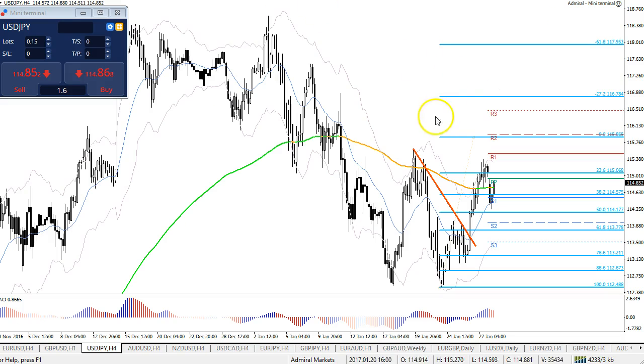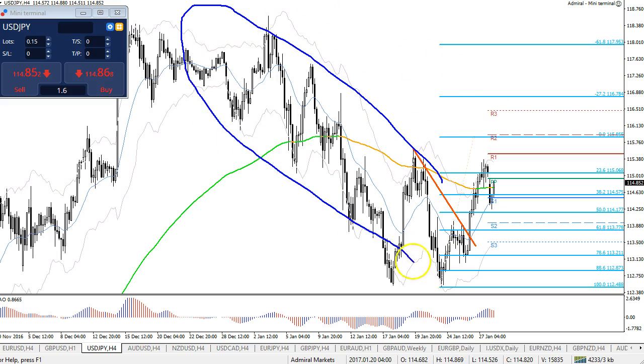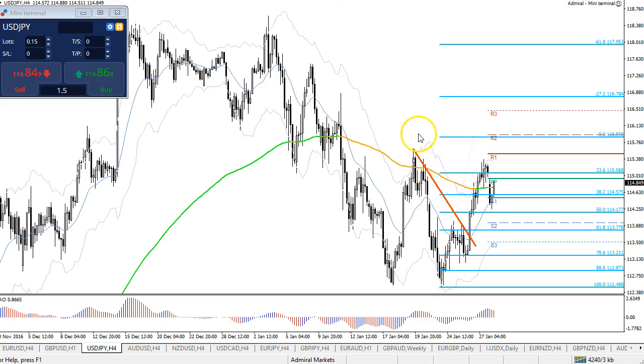So if we then zoom into the 4 hour again, we can see that this could only be a correction. Since the price has broken through this resistance, this could be the start of that bigger upswing and the start of that bigger resumption of the uptrend, and this could be the end of that correction.